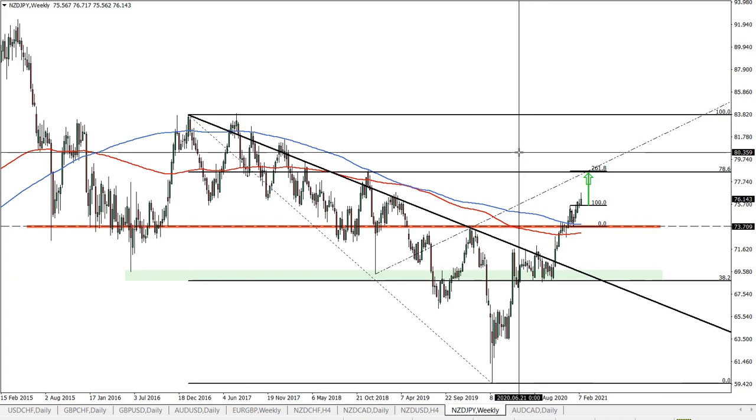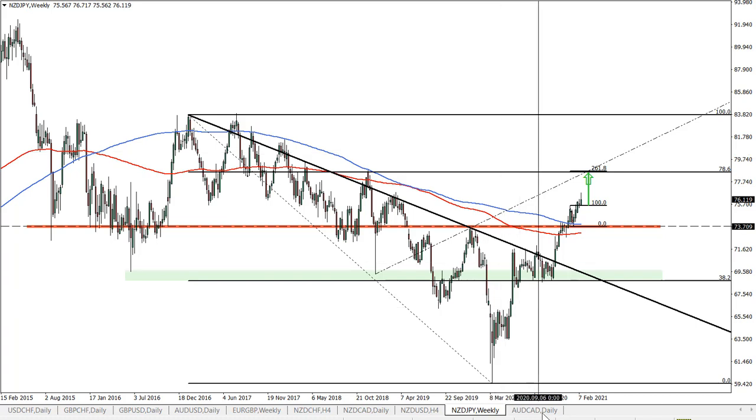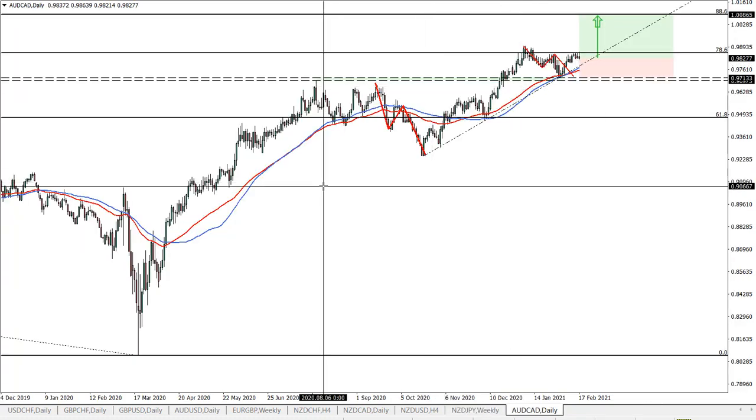So overall the New Zealand dollar seems bullish, the Australian dollar seems very bullish, the pound also seems bullish, the euro is bearish. So this is the kind of big picture of the overall market, and we do hope that you enjoy the Australian against the Canadian dollar analysis.